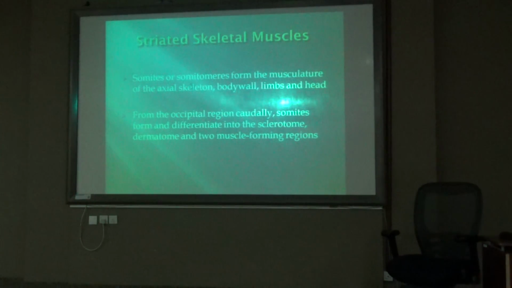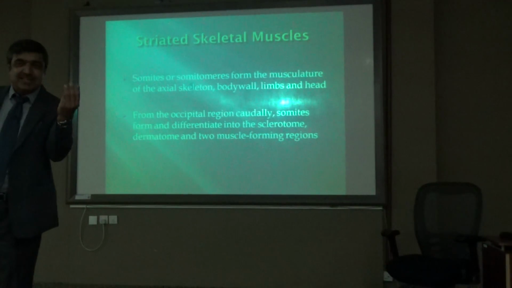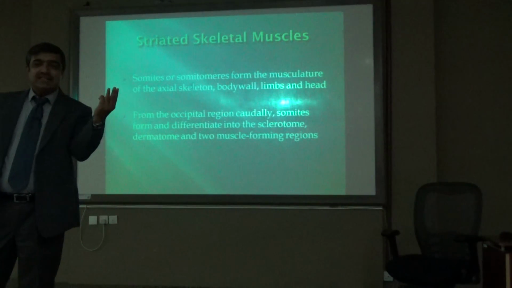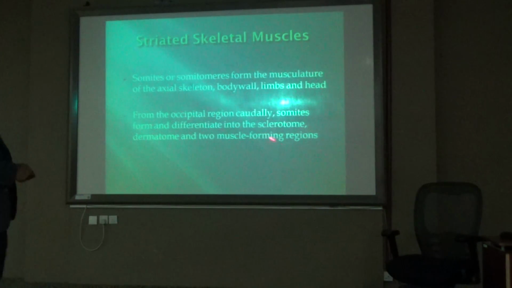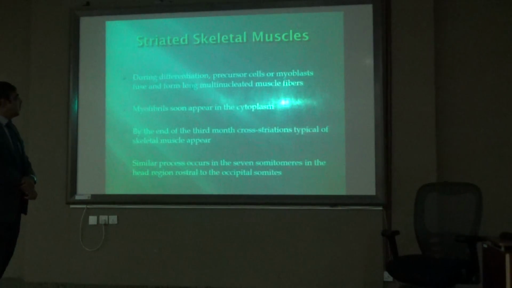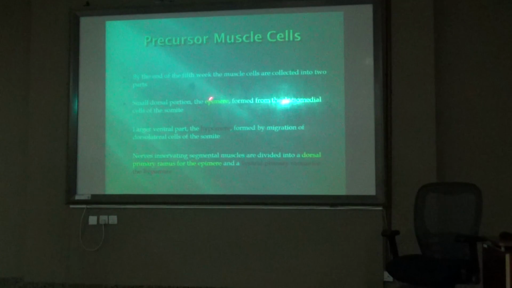I told you clearly, somites have three portions, isn't it? One is sclerotome, one is myotome, one is dermatome. But here it says two muscle-forming regions. Yes. The myotome region is further divided into two portions. One is epimere, another is hypomere.